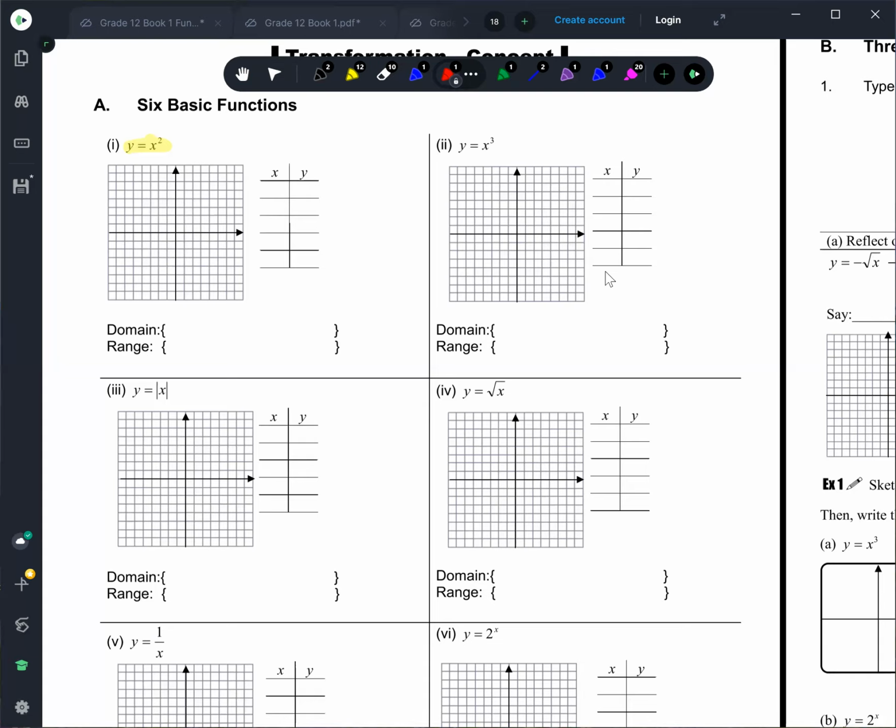Any questions? We'll start with the basics. Just get familiar with the basic functions. When you get a question, you need to match. Think about, does this belong to number 1, or does it belong to number 4? Which family of functions does it belong to? Let's start with the most common one, the parabola.